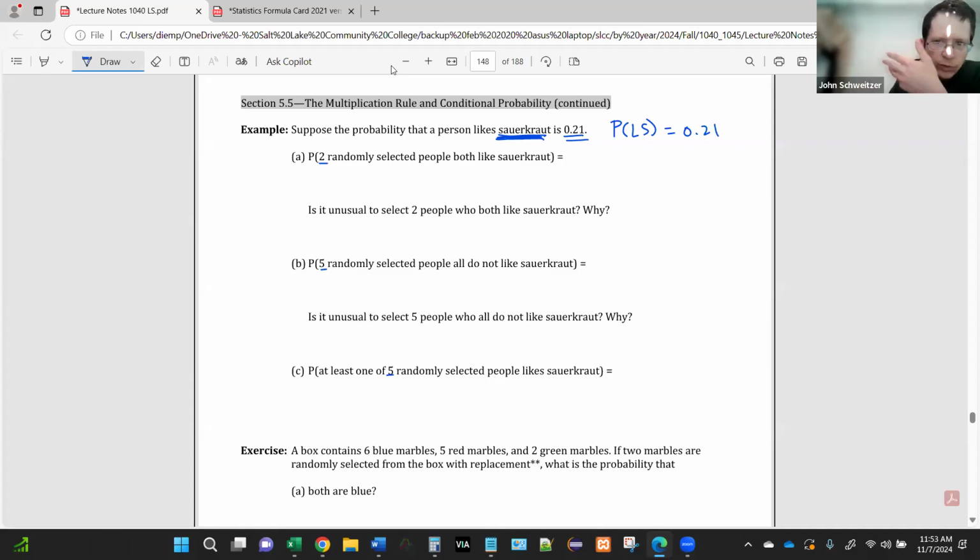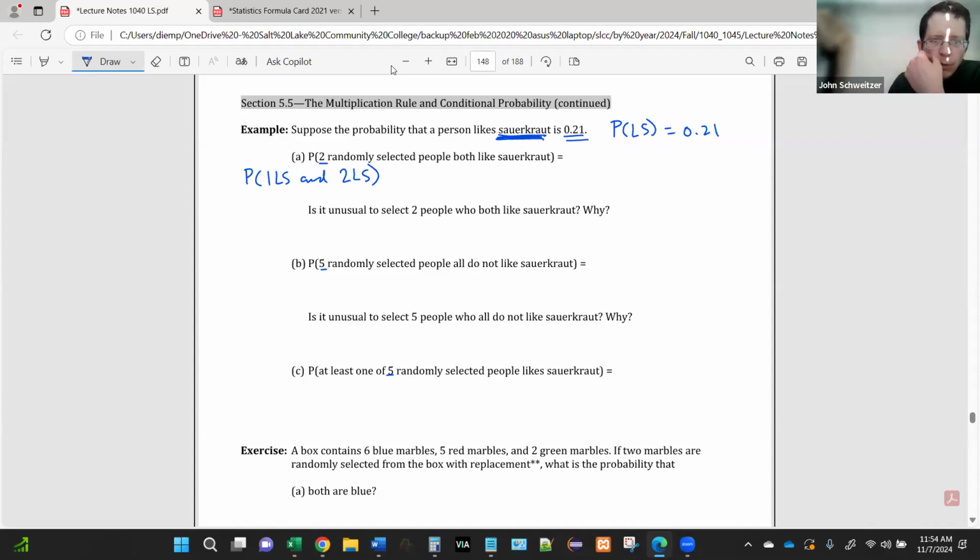And so let's take a sample of people. Again, to make the math easier, we'll start off with a very small sample, just 2 people. So what is the probability that both people like sauerkraut? I'm going to rewrite that statement in a form that will let us use the multiplication rule. If both like it, what does that mean? It means the first person likes sauerkraut and the second person likes sauerkraut. I'm going to abbreviate, because otherwise the writing gets kind of heavy. So the probability the first person likes it and the second person likes it.